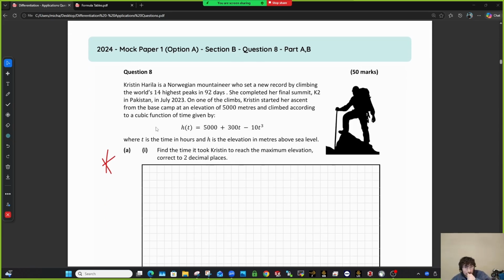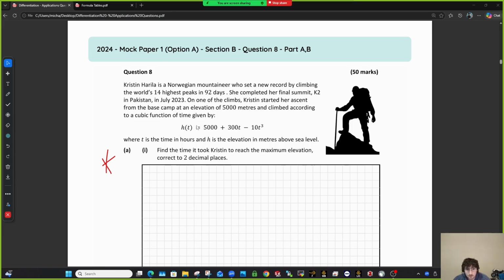So Kristen is some mountaineer. Something hill about K2. One of the climbs to her. Base camp 5,000 meters. So you kind of see that some of this information is already in the thing. So the base camp is there. You can see if we put t in as 0, we'll get that the height is 5,000. So that's them probably at base camp.